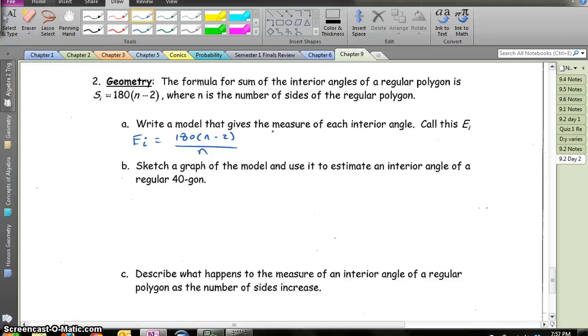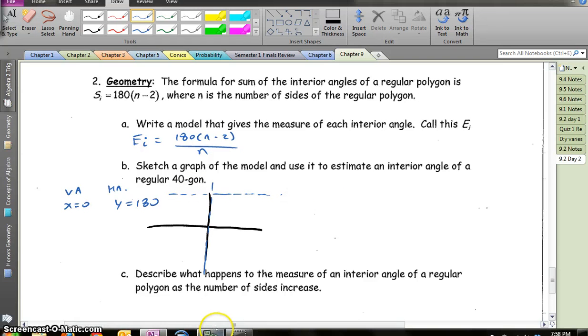It says sketch the graph. Well, I know my vertical asymptote is going to be 0, and my horizontal asymptote is going to be 180 over 1, so y equals 180. So to sketch my graph, I kind of already know what it's going to look like. X at 0, my y-intercept at 180.